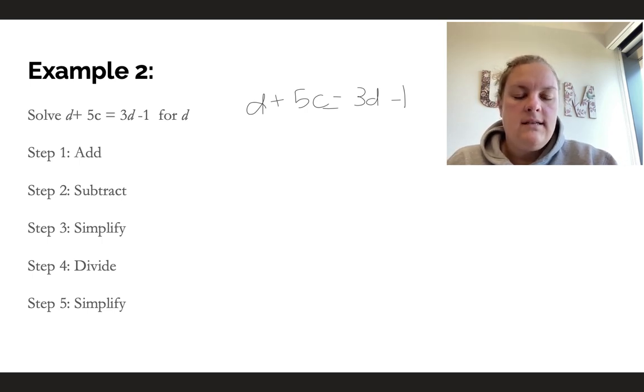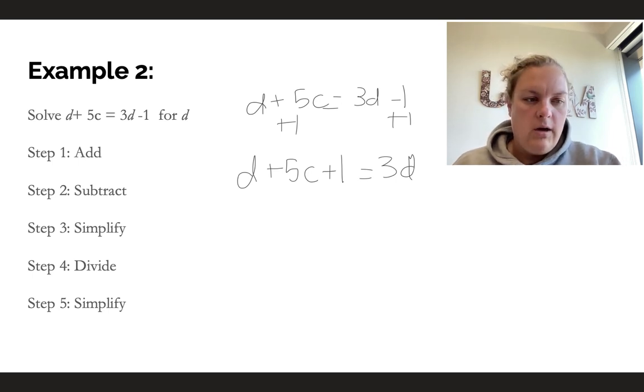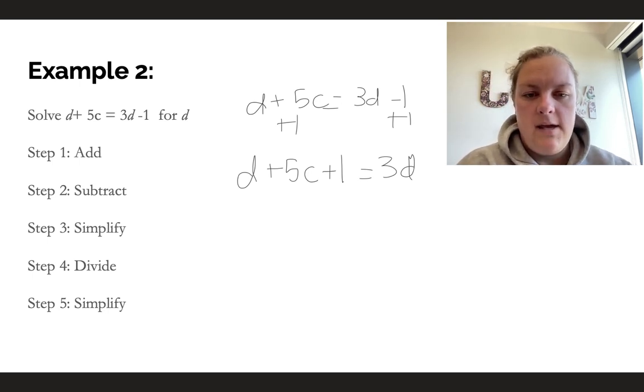And because we have two sets of d's, we're going to deal with those last. But what we are going to do is add the 1 to either side. It's going to give us 3 terms on the left-hand side: d plus 5c plus 1 equals 3d. The reason why I chose to do this is because it's going to give us a positive d when we are working this way. It is okay if your instinct is to subtract 3d to begin with. No matter how you choose to move things around here, as long as you do it correctly, you and I should end up with the same answer.